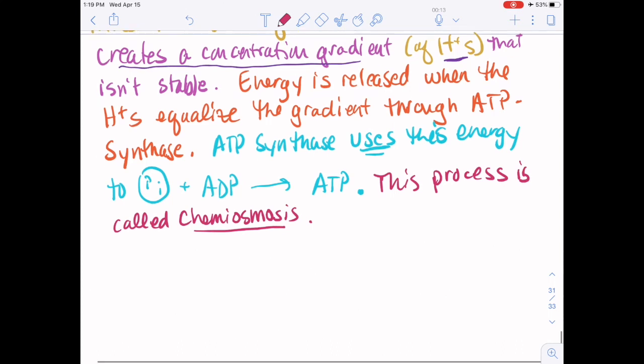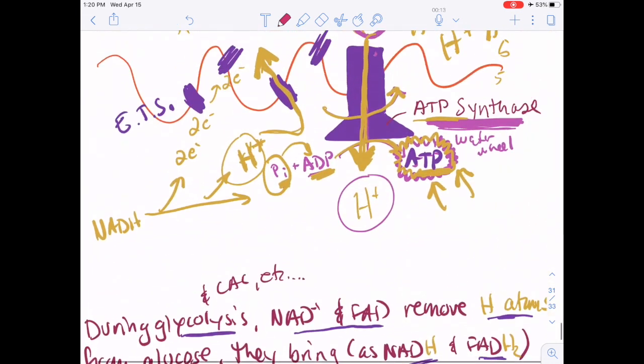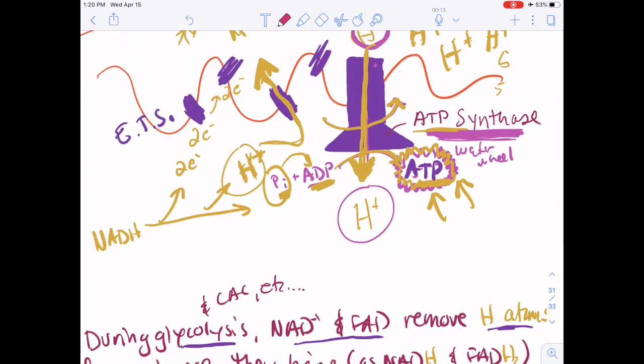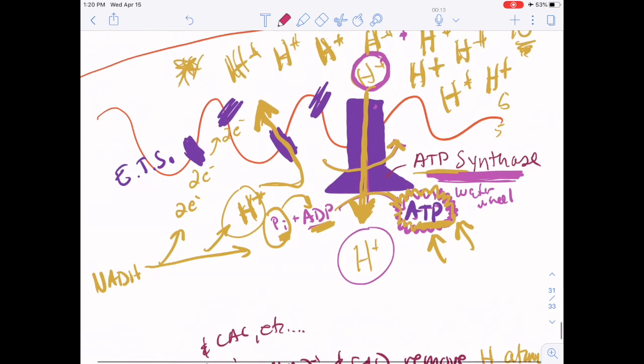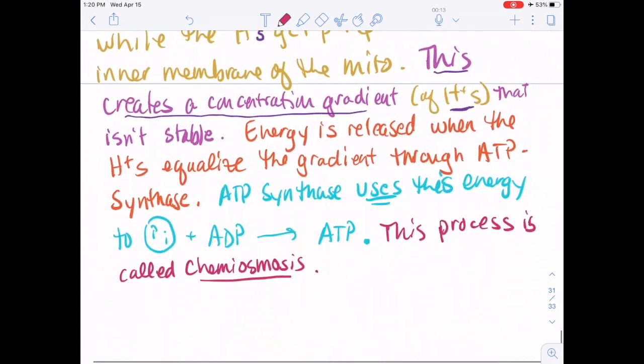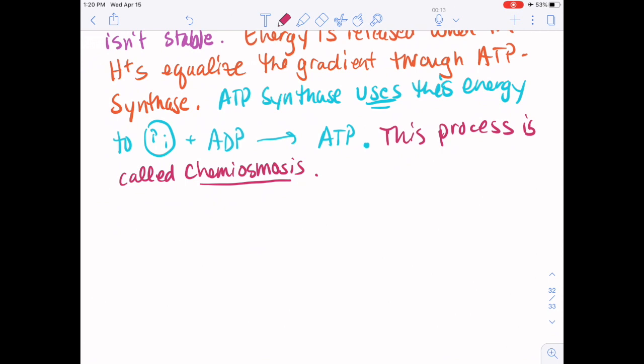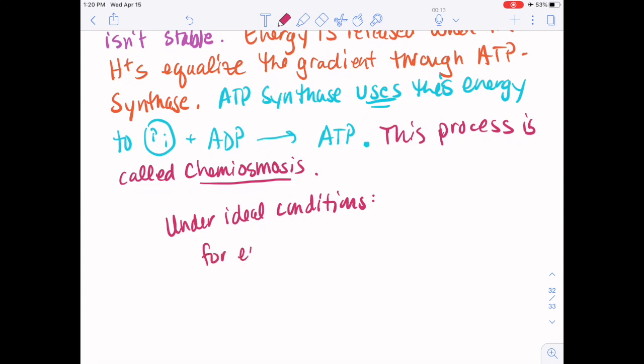Now I want to talk a little bit about how much ATP we get from this process. Do we just get one? No. How many times does ATP synthase turn when protons flow through them? Under ideal conditions, which hardly ever happens, for every NADH you get 3 ATP.